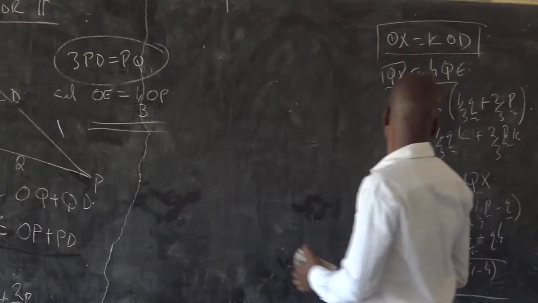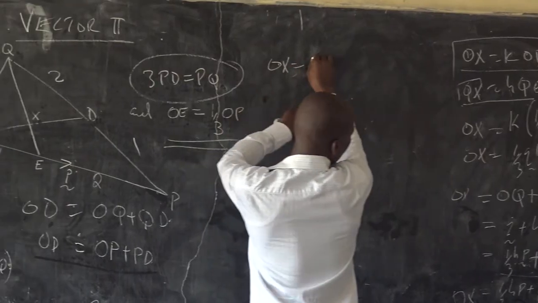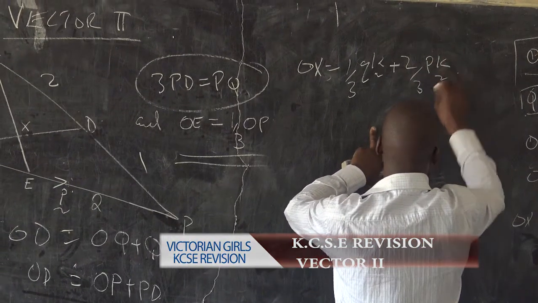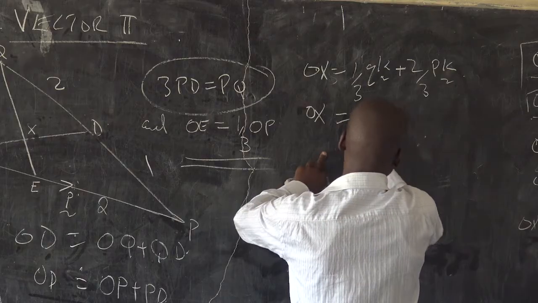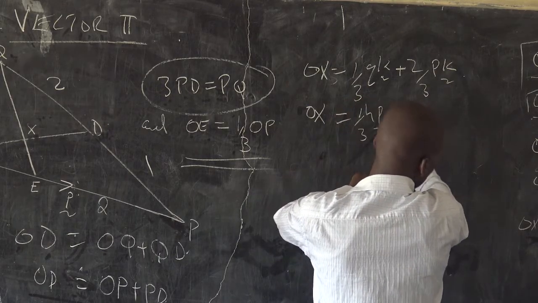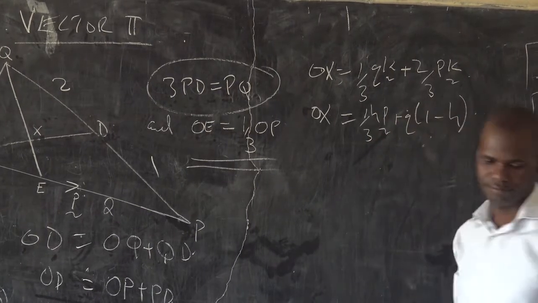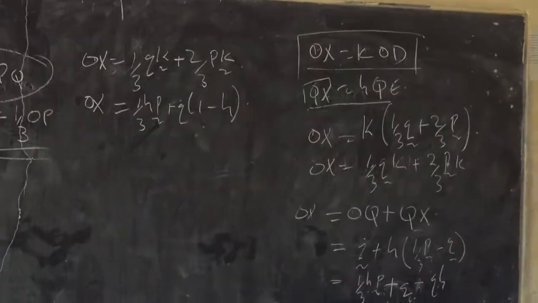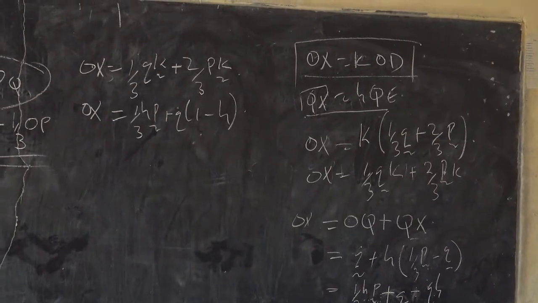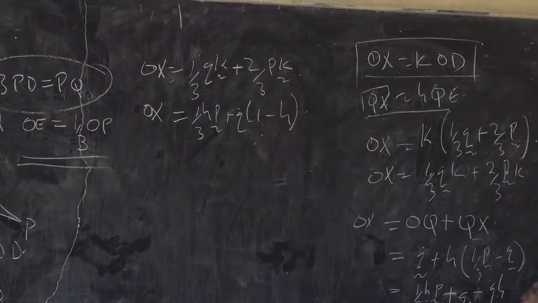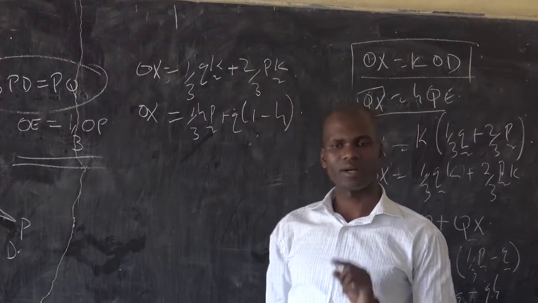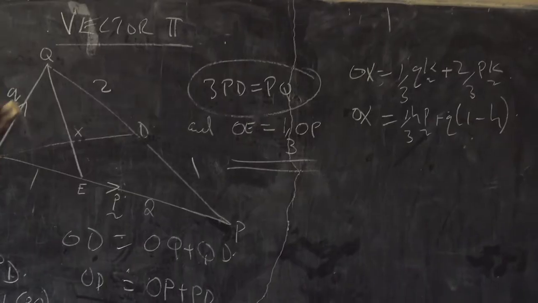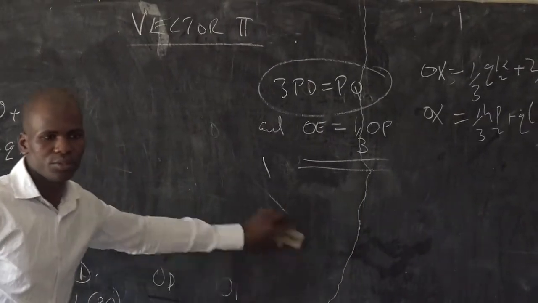Now the next question is, so these are the equations we have. OX equals a third QK plus 2 over 3 PK, and another OX is a third HP plus Q into 1 minus H. Part C very first is asking to find the values of H and K. We have to solve for H and K. How are we going to solve the two? Because we are told H and K are constants. How can we solve the two?